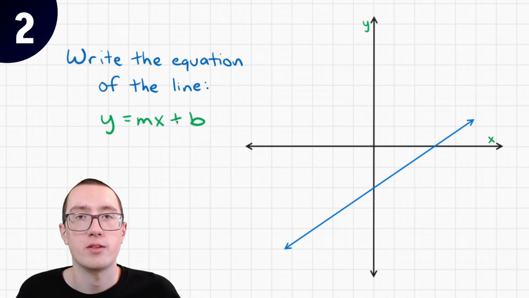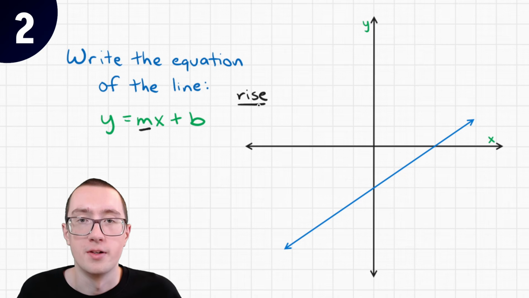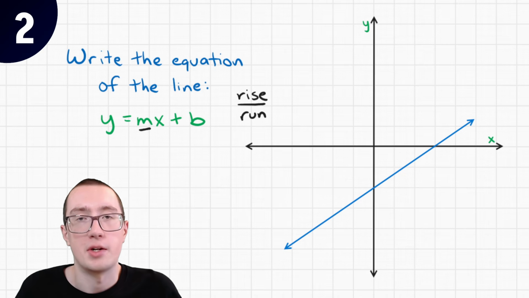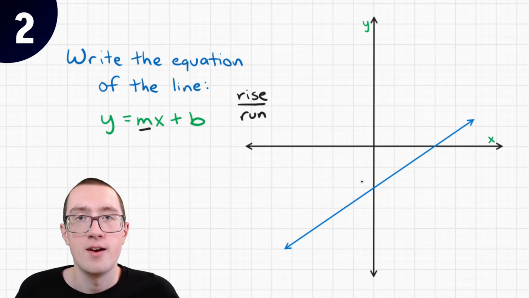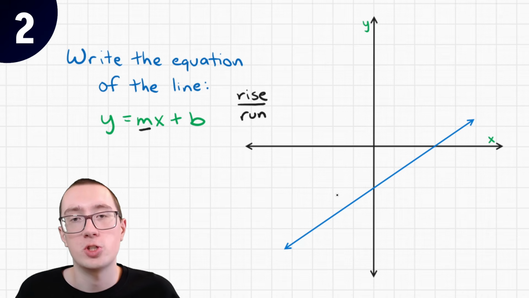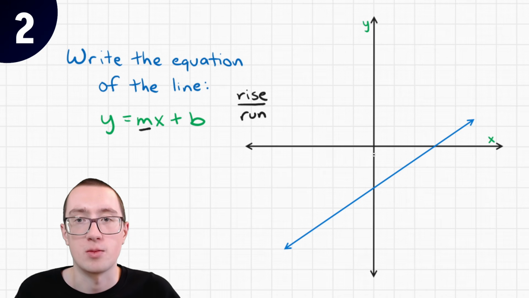So let's start by figuring out the slope. Slope is equal to rise over run. But what do rise and run actually mean? Well, we just need to pick out 2 points on this line, and then we have to figure out how much it needs to rise and run to get from the first point to the second point.